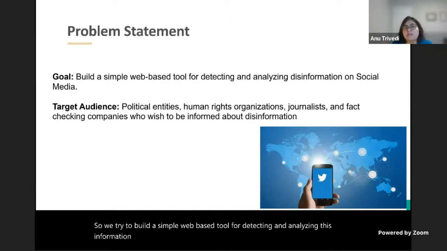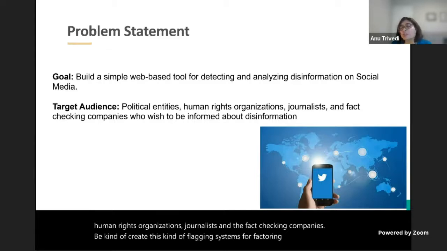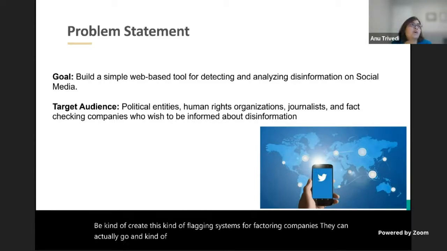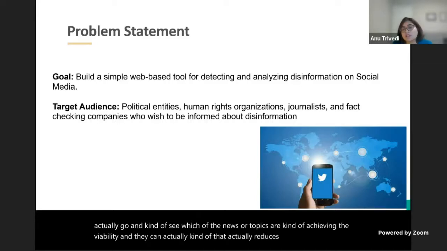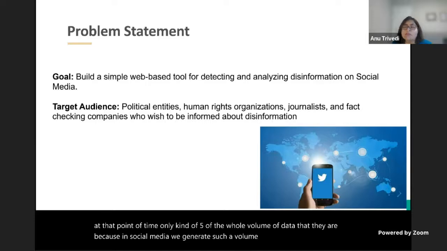The target audiences are hopefully political entities, human rights organizations, journalists, and fact-checking companies. If we create this kind of flagging system for fact-checking companies, they can see which news or topics are achieving virality, and that reduces the scope a lot. At that point it is only about 5% of the whole volume of data, because in social media we generate such a volume of data globally across the world.